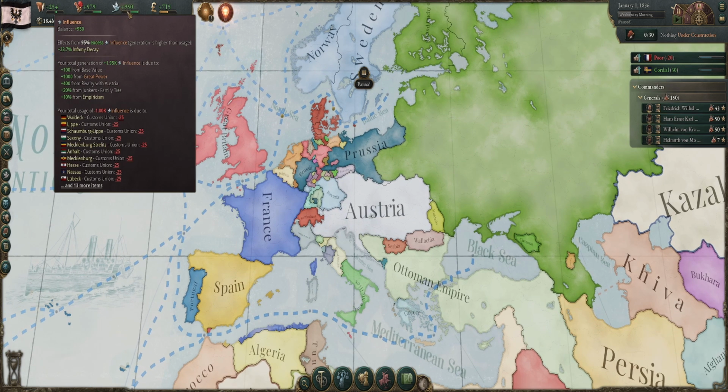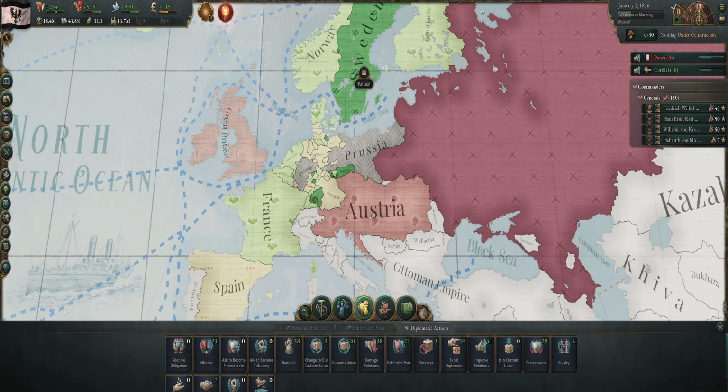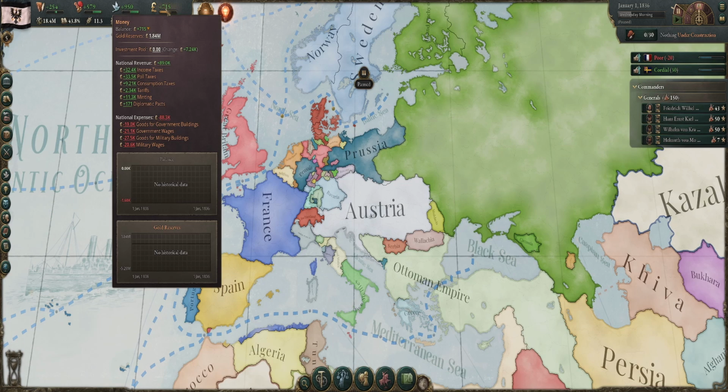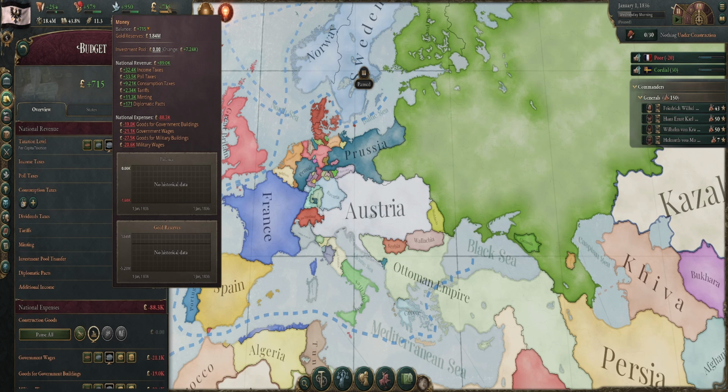So that's pretty much the rivalry and the diplomatic actions and sections here and all that stuff. The next one is going to be the money. We're going to have a whole thing talking about money, so I'm just going to go over it really briefly. In this case, you have your national revenue and national expenses.